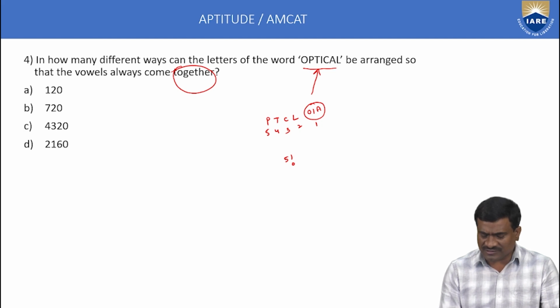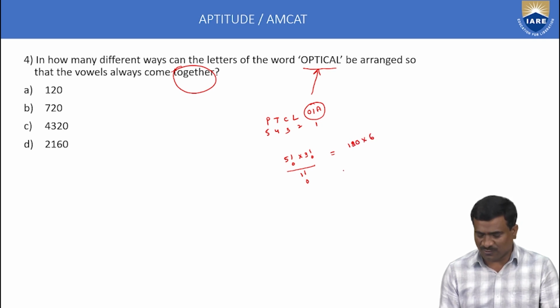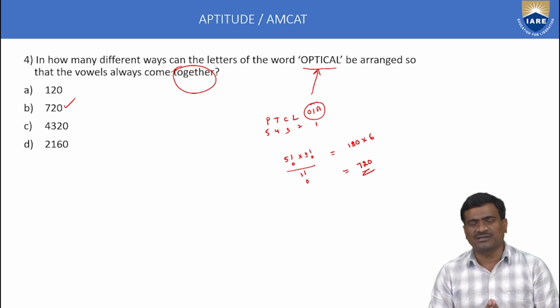Second, count the total number of vowels. The number of vowels is 3. Arranging them is 3 factorial. Then, with vowels always together, it is 5 factorial into 3 factorial divided by the repetition of letters in OPTICAL. There is no repeated letter, so that is 1 factorial. 5 factorial is 120, 3 factorial is 6, and 120 into 6 is 720. Option B is the only correct answer. This is the answer to the 4th example.